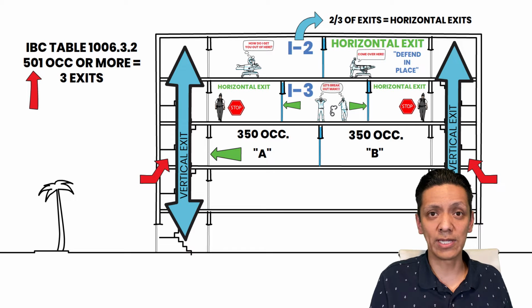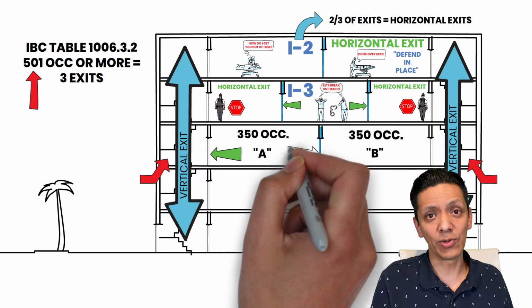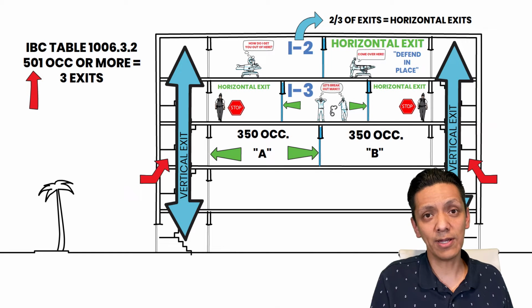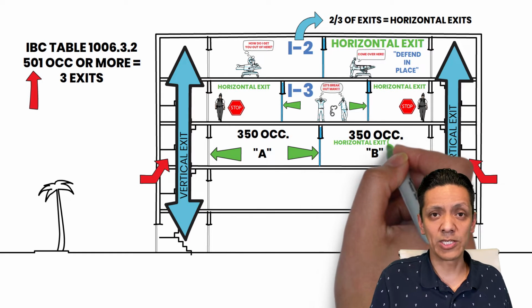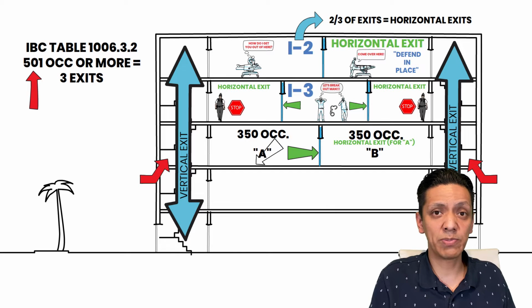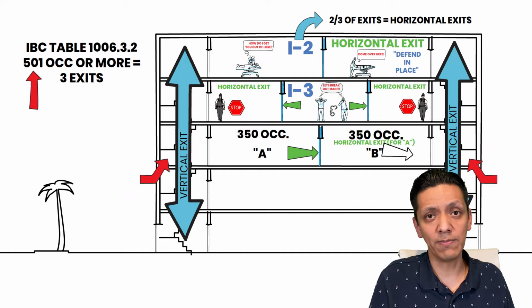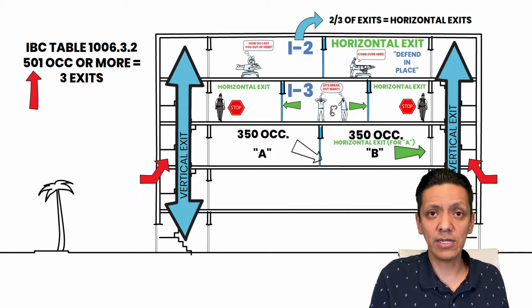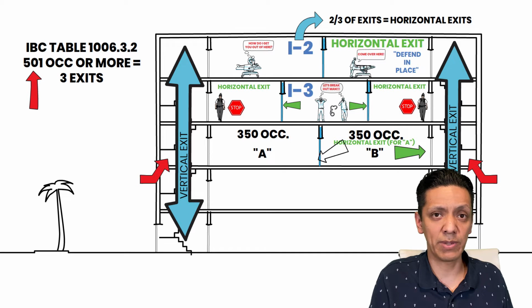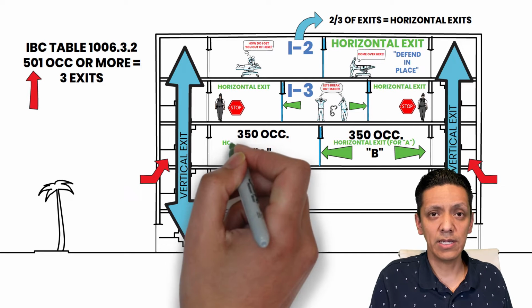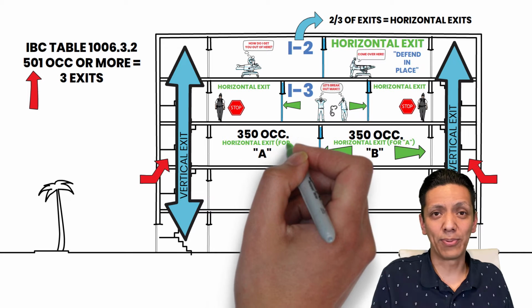One exit goes into the stairwell, and the other exit goes into the adjoining space. In other words, into your horizontal exit. And likewise for space B. In case of an emergency, space B could exit into the stairwell, first exit, and your second exit could be into the adjacent space, which in this case is space A. And there you go, problem is solved.